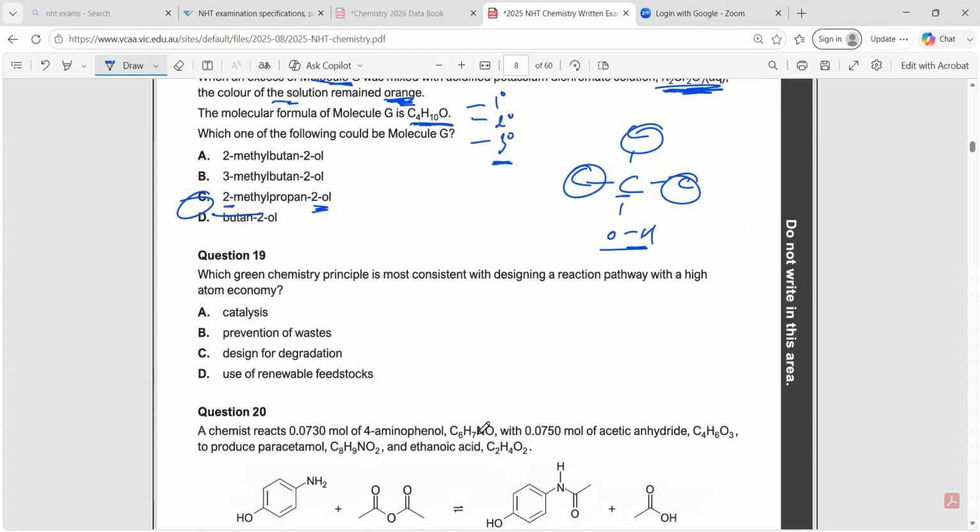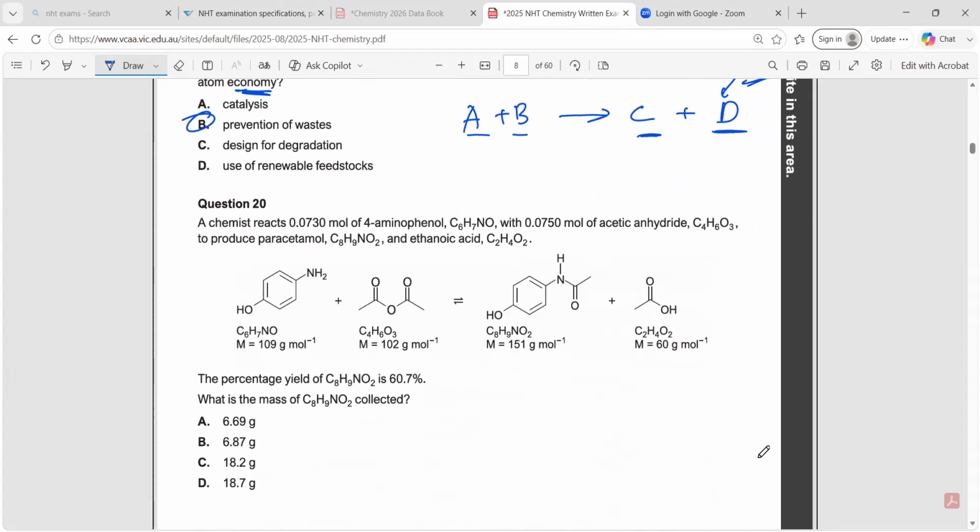What green chemistry principle is most consistent with designing a pathway with a high atom economy? If we want something that's high atom economy, we ideally want something that goes A plus B to C. Why? Because if we have something like D, that's just going to be waste, and we want to prevent that as much as possible. So we want to prevent waste. That's a simple recall question.